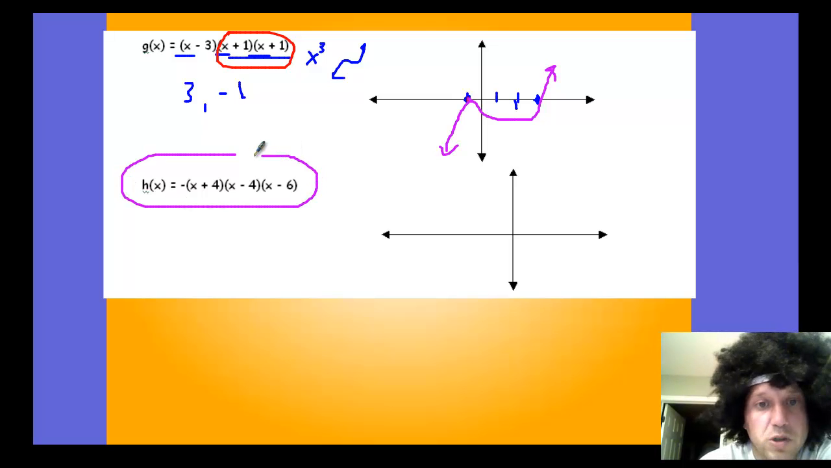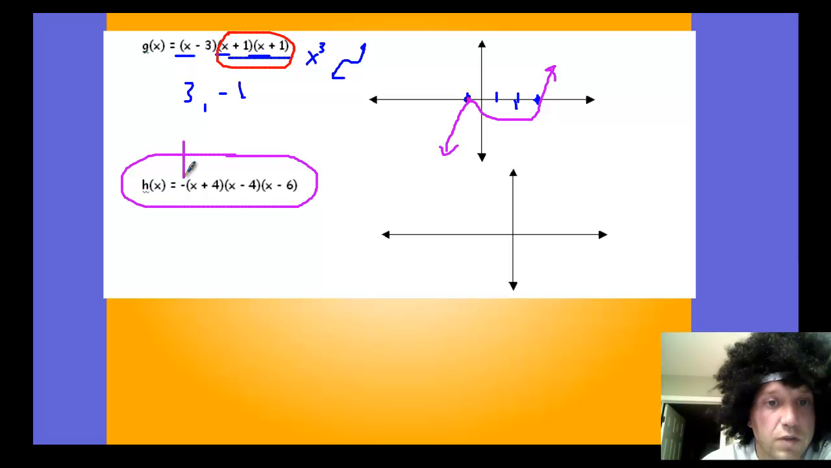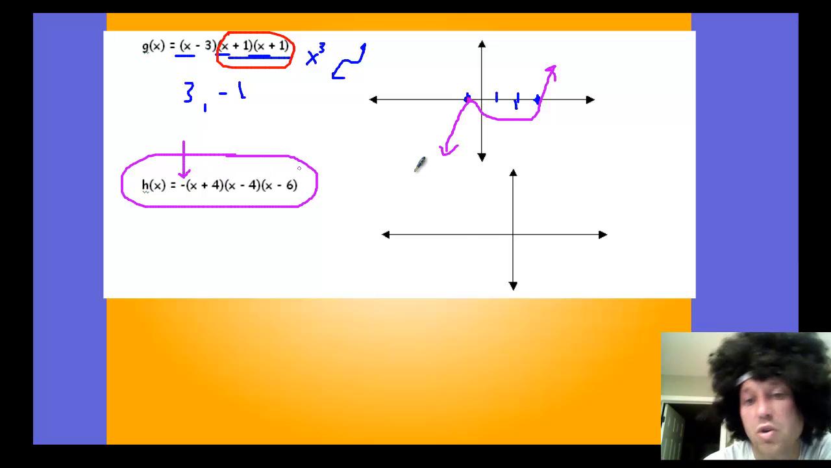So here is your problem I want you to do for your video problem. Be careful, kind of a tip of this negative here. Think of what that might do to your graph, and then try sketching one.